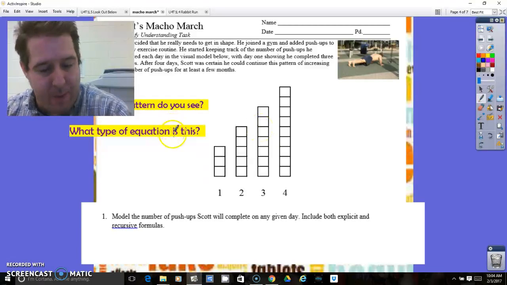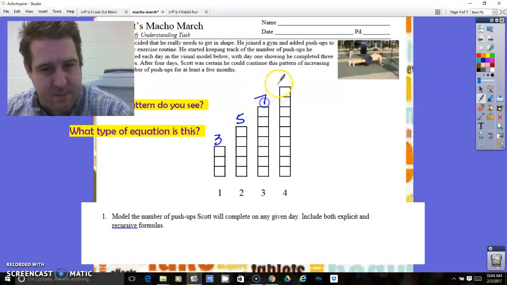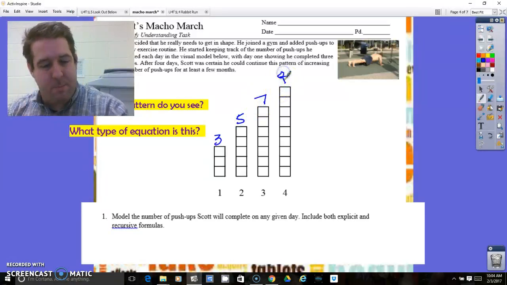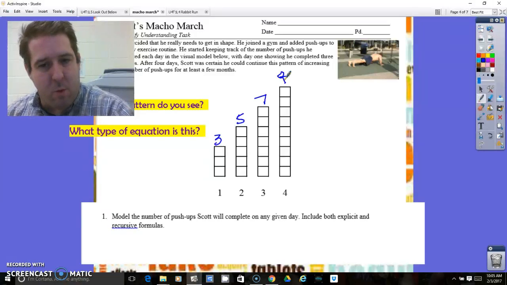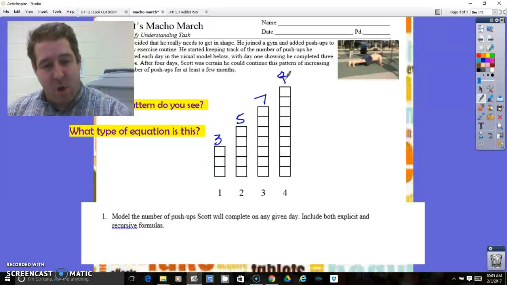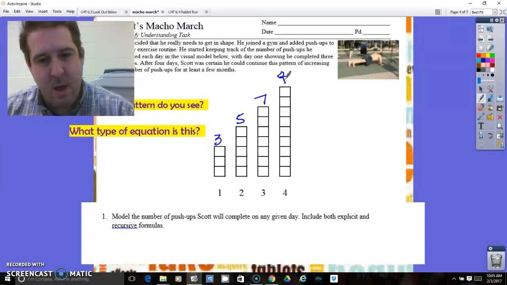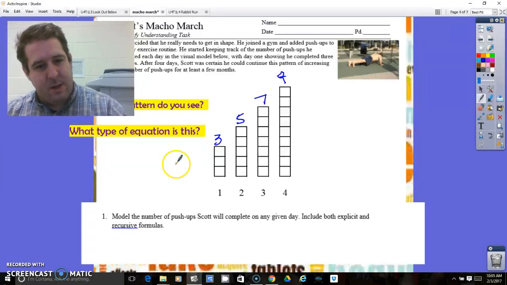So that would be a linear pattern because that's a common difference. It goes from 3 blocks to 5 blocks to 7 to 9. So that's definitely a linear pattern. But we're also going to write an equation for what if we combine those and find the total of all the push-ups that he's done all together? So let's do the linear one first.